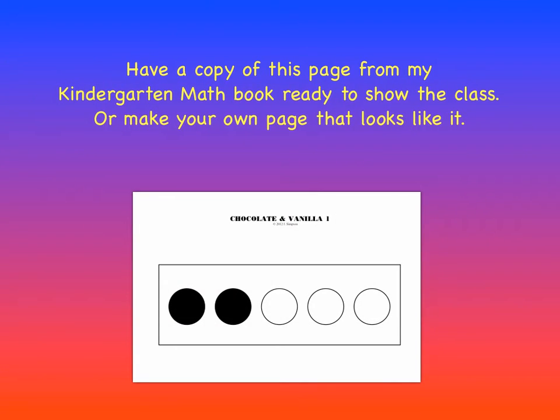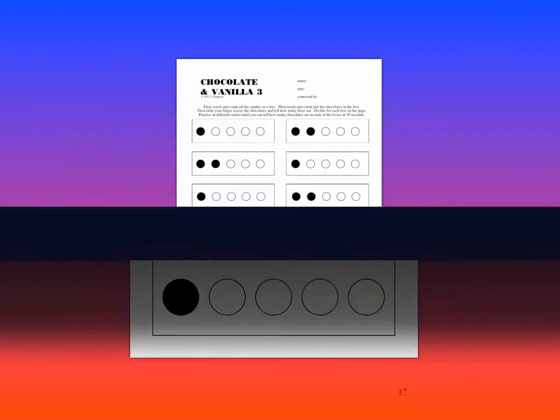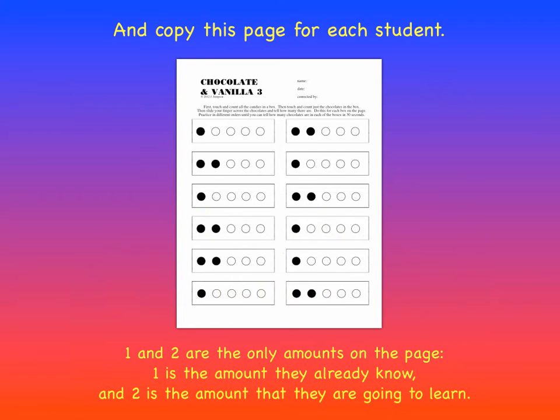Have a copy of this page from my kindergarten math book ready to show the class, or make your own page that looks like it. Have this page ready too. And copy this page for each student. 1 and 2 are the only amounts on the page. 1 is the amount they already know, and 2 is the amount that they're going to learn.